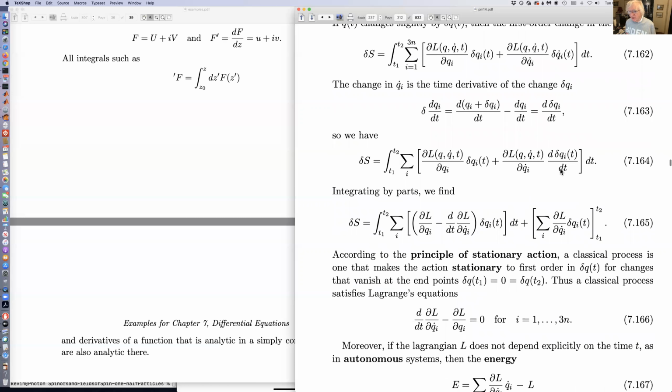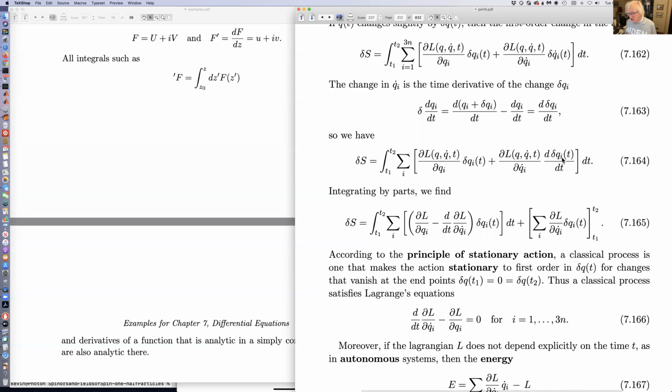And now we integrate by parts, and we get an integral over the time involving the small change. This is first order, obviously, so this only works in the limit of arbitrarily small changes in the process. And then we have the endpoints, and the endpoints are partial L partial Q dot, this term, times the change in the Q coordinates, but evaluated at the endpoints. So this is the nice expression where we haven't dropped anything.